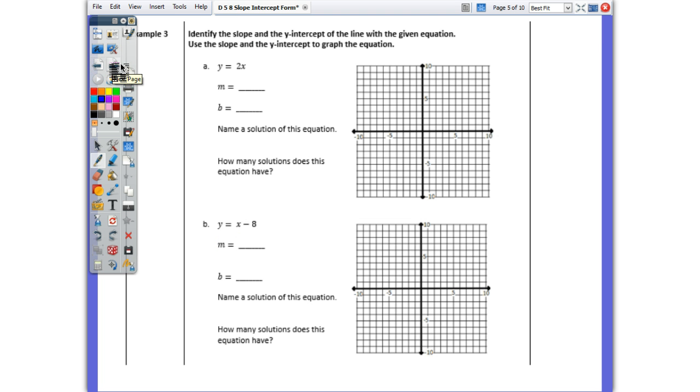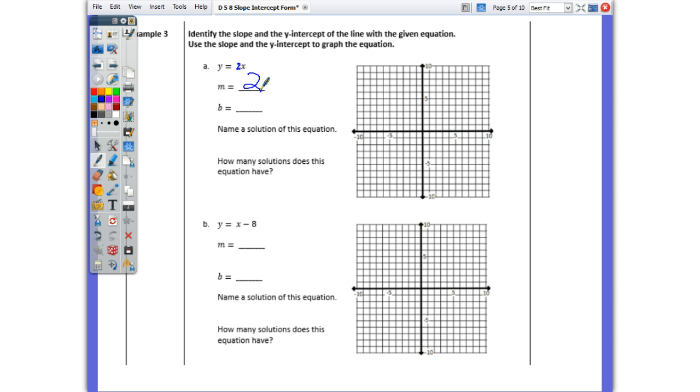Identify the slope and the y-intercept of the line with the given equation. Use the slope and the y-intercept to graph the equation. All right, so y equals 2x. What is my slope? 2. It is. My slope is 2.